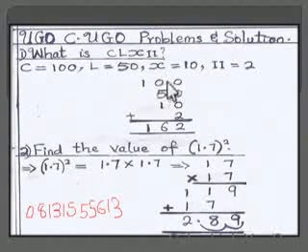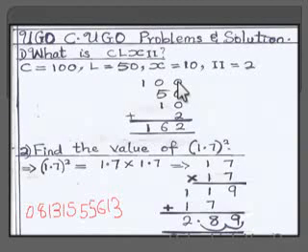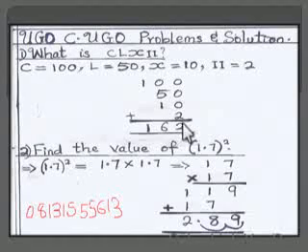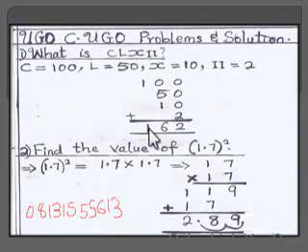So you can see 100, we are starting from the largest number, 50, 10, 1. So when we add this, we have 2. When we have this, we have 6. When we have this, we have 1. So the answer to this question is 162.